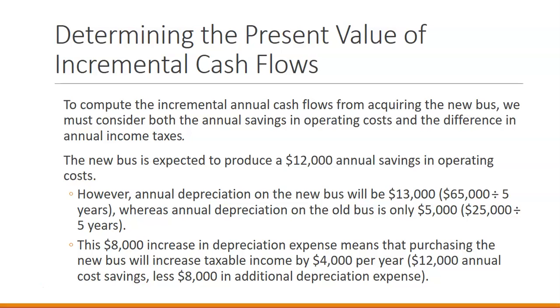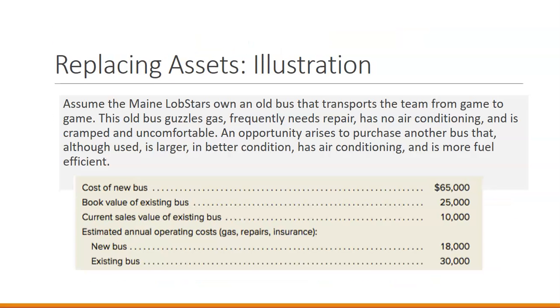So when we're trying to decide what the present value of these cash flows is, we have to decide what the cash flow increase is. So we're going to have a $12,000 annual savings in operating costs. And I say, wait a second, where did you get that $12,000? That is because the existing bus cost us $30,000. The new bus is going to cost us $18,000. So the savings is the difference between that $30,000 and that $18,000. So the incremental cost, the difference, is that $12,000.